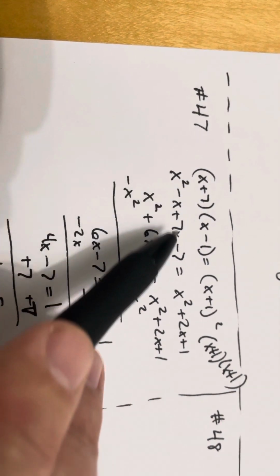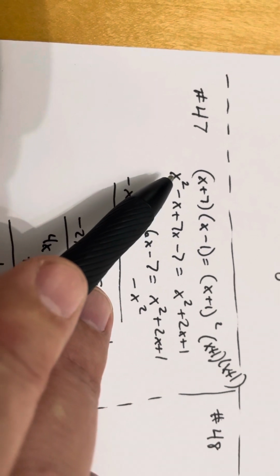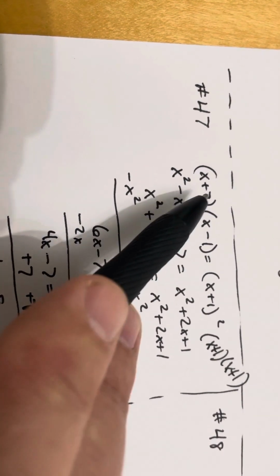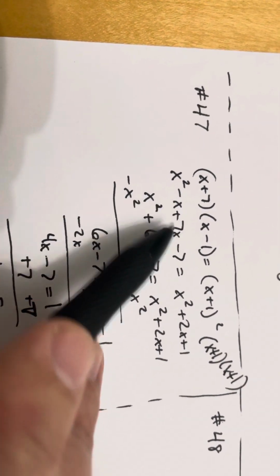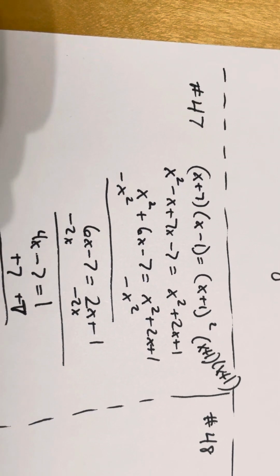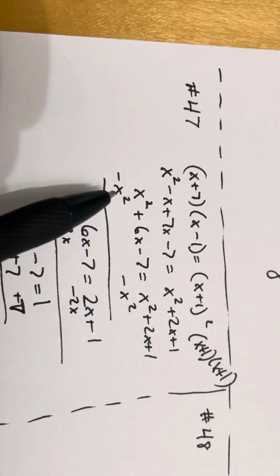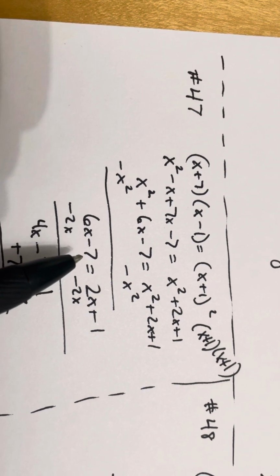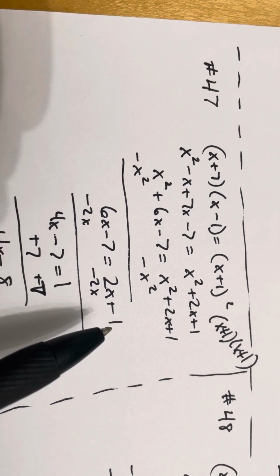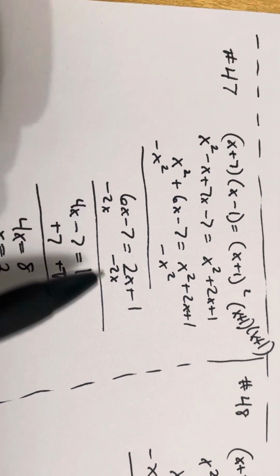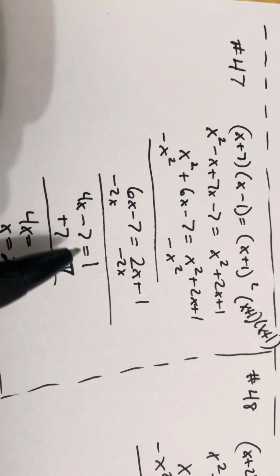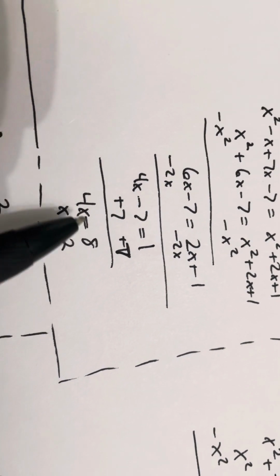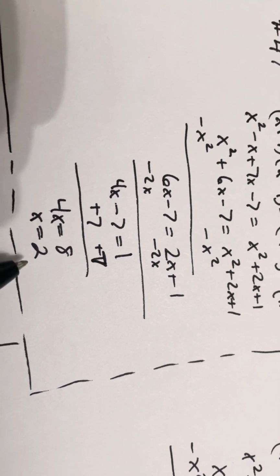But if you check it, piece by piece, initially you'll have x times x is x squared, a negative x plus 7x, and then minus 7. And these two combine to give you a positive 6x. Subtracting the x squareds, we're left with 6x minus 7, and then 2x plus 1. And then we're going to subtract 2x. You get 4x minus 7 is equal to 1. We're going to add 7 and add 7, and so we have 4x equals 8, and x equals 2.